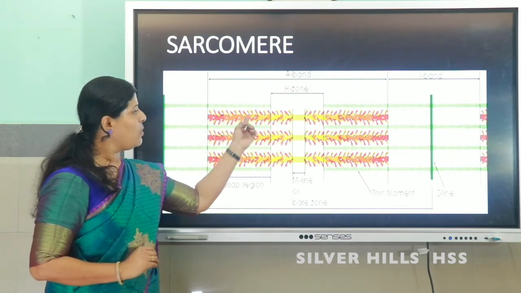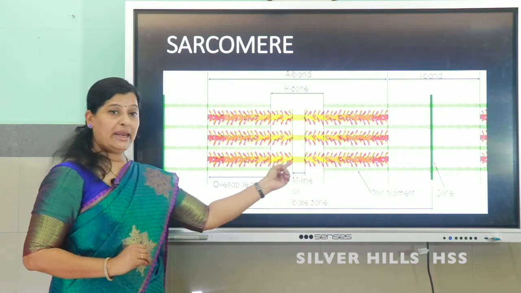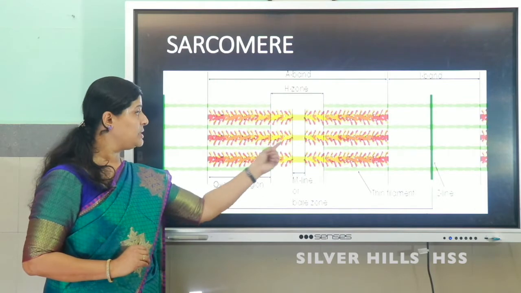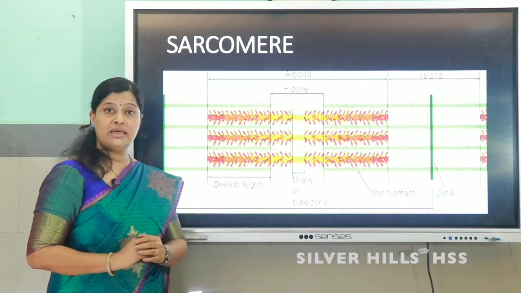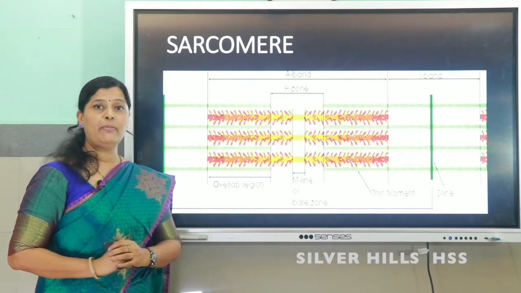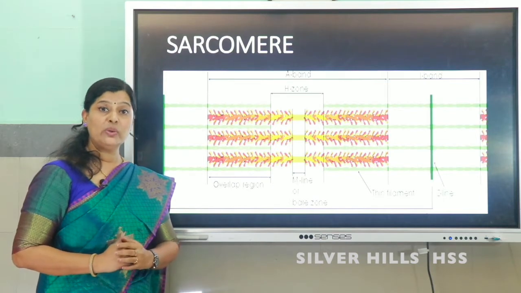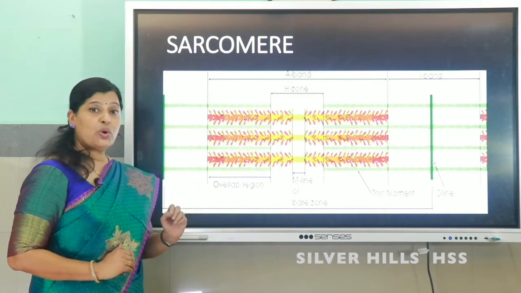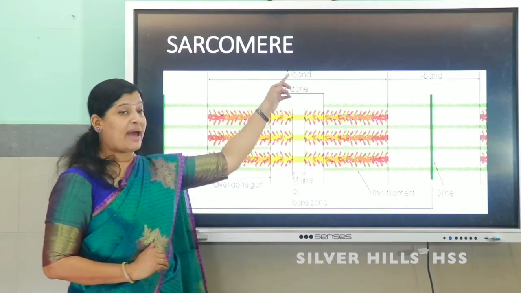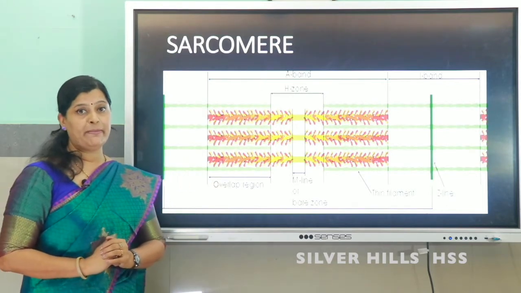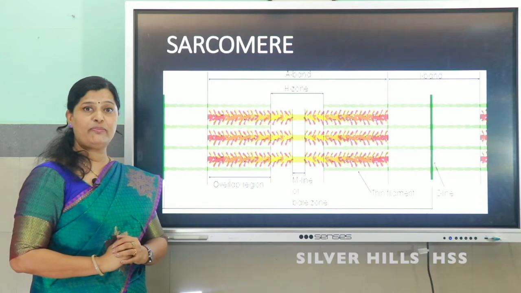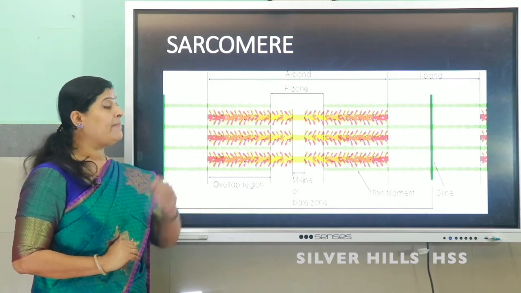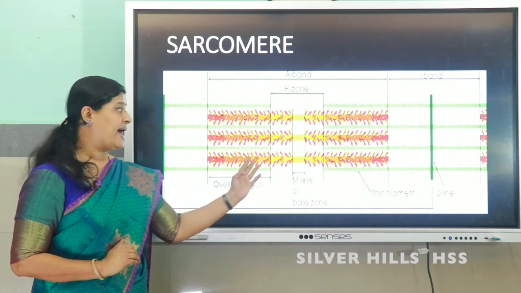Now you can see over here the second band which is called the dark band, the red color ones. Dark bands are made up of a protein called myosin, and they are also called A band or anisotropic bands. So we have two types of bands, I band or isotropic band and A band or anisotropic band.